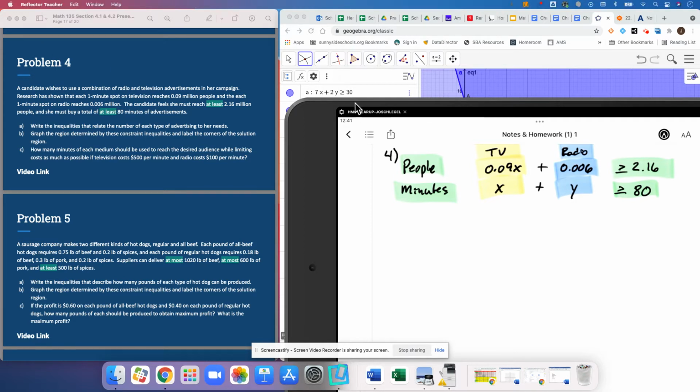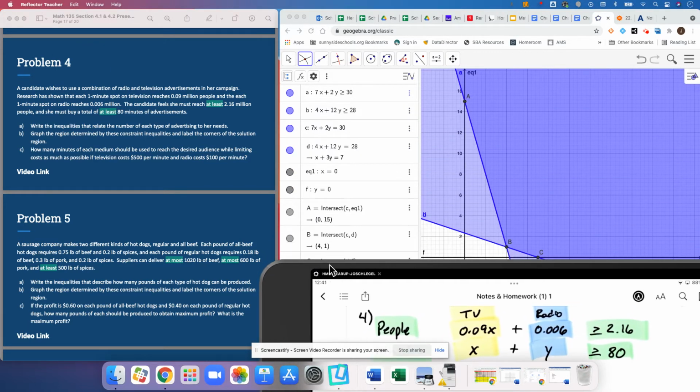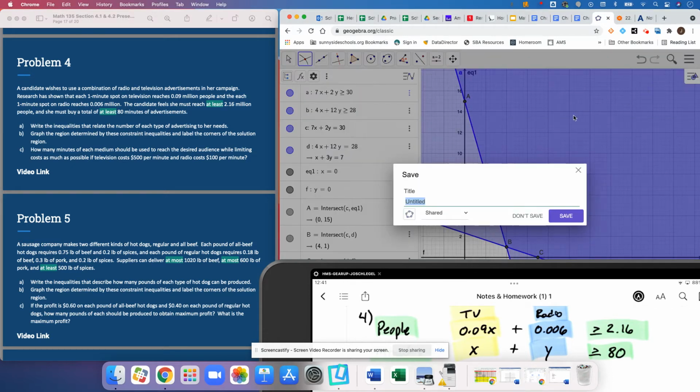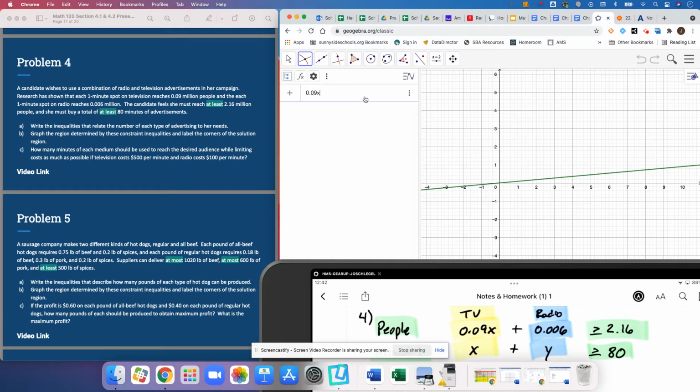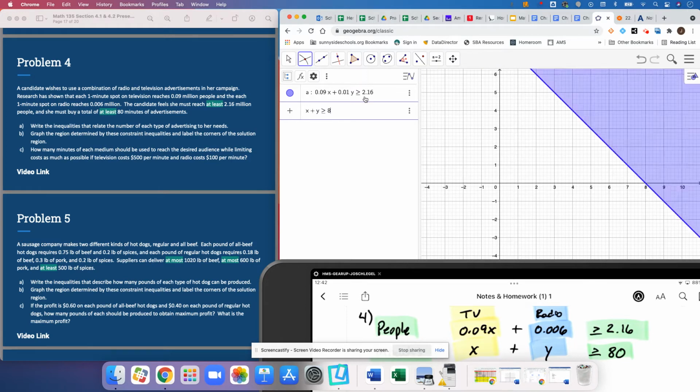With that, everyone, I'm going to go ahead and put those numbers into GeoGebra and see what we come up with. So again, my 3 bars over here, new, and I've got a new sheet ready to go. So I've got 0.09x plus 0.006y is greater than or equal to, has to be more than 2.16. Then we have x plus y is greater than or equal to 80.